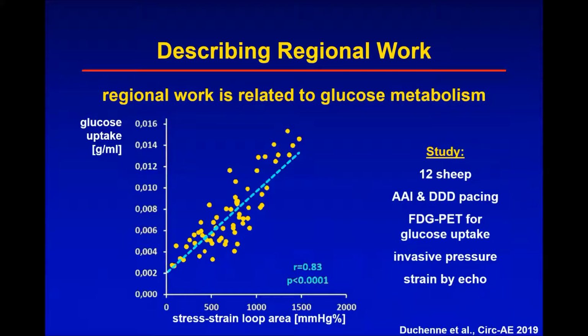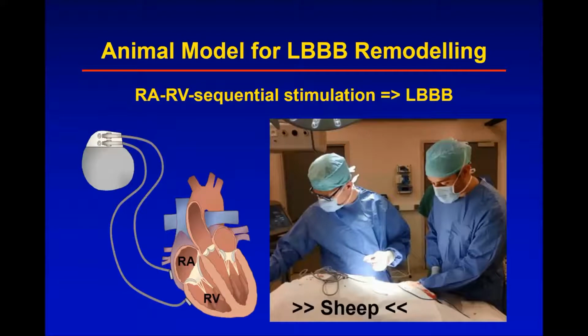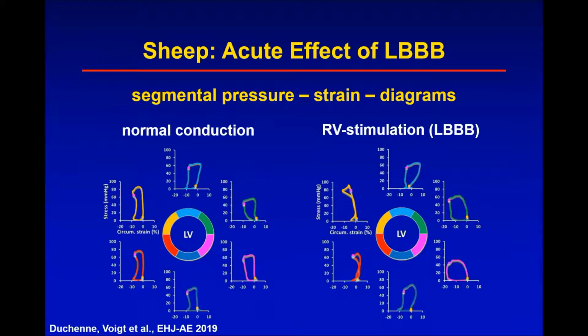And we have tried to correlate these findings in the stress-strain loop area with the glucose uptake of the myocardium by scintigraphy as a sign of metabolic activity. And we found that there is a very nice correlation between the stress-strain loop area and the glucose uptake. So it really tells us something about the regional work that is performed. And we have also looked in a sheep model, which was paced on the right side to mimic a left bundle branch block conduction pattern. What happens to the hearts if they are exposed to such an abnormal workload in the different regions?